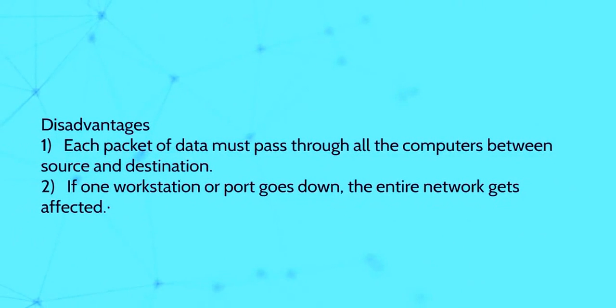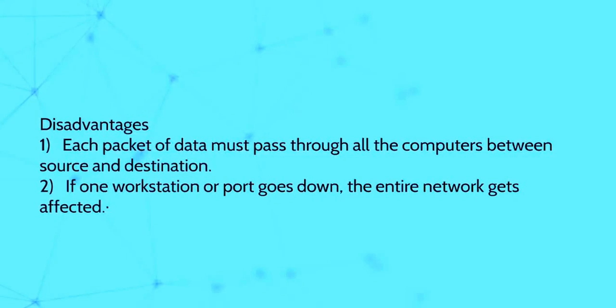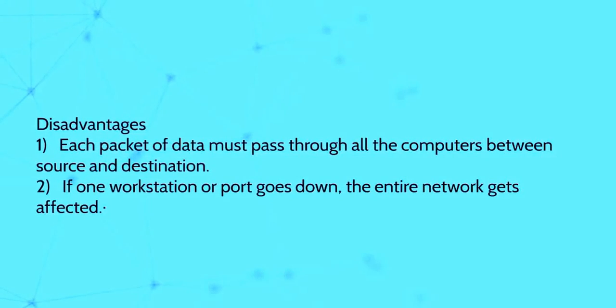Whereas the major drawbacks are the packet must pass through all the computers between the source and destination. So there is an issue of security here, and the major drawback is the network goes down even if a single PC or a single cable is damaged. So these are the major drawbacks with ring topology.